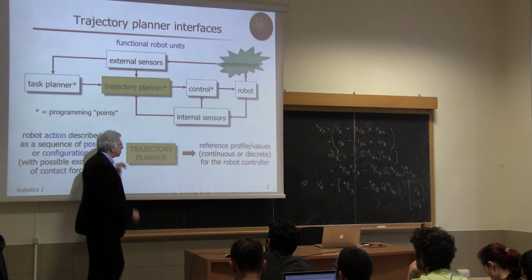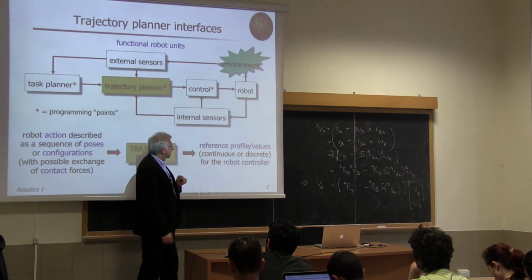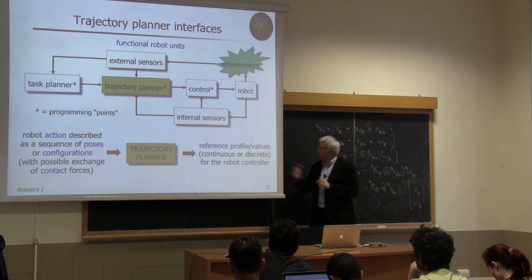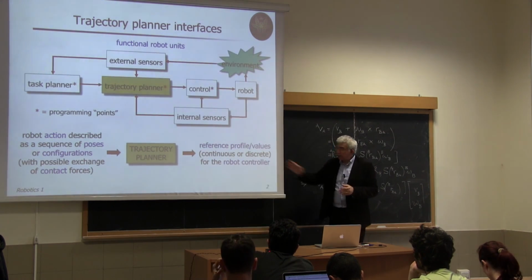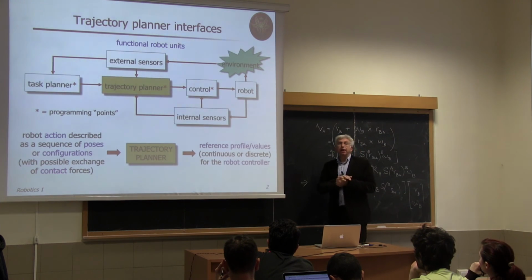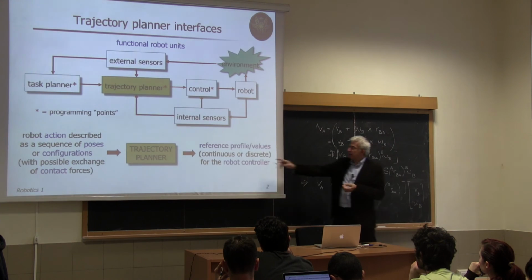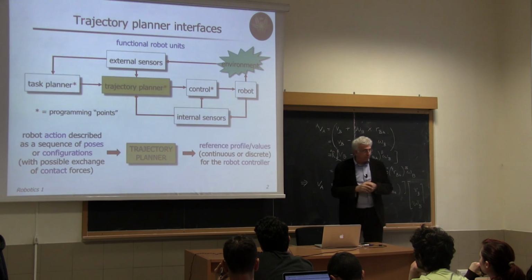So this is the input, and this is the output of the trajectory planner. So a rather continuous, or if discrete, very high frequency sequence of points as reference for the controller. Okay?